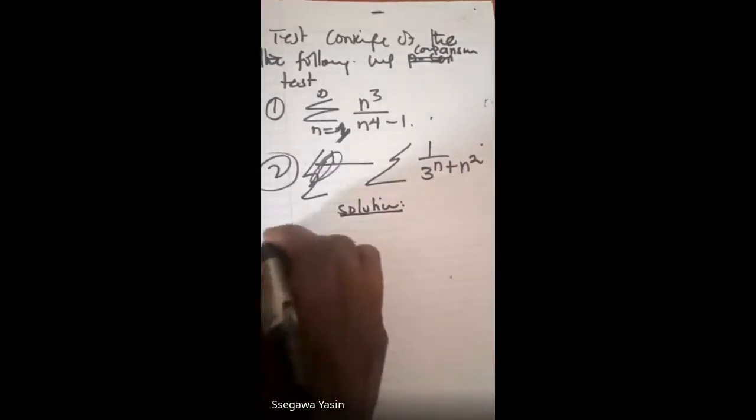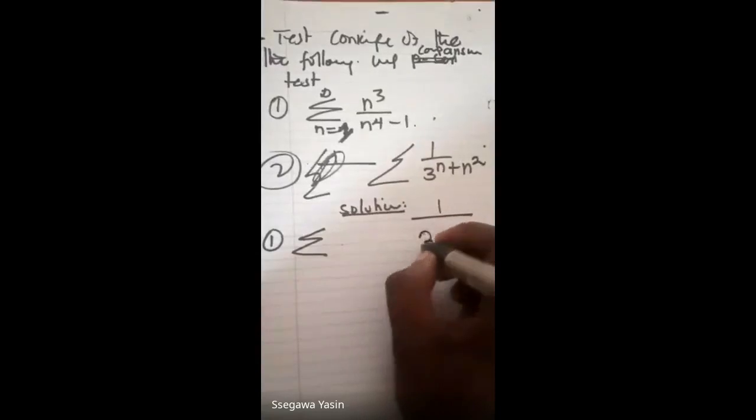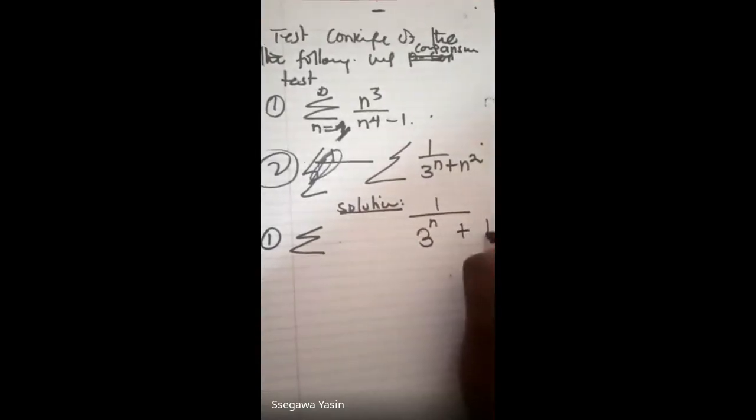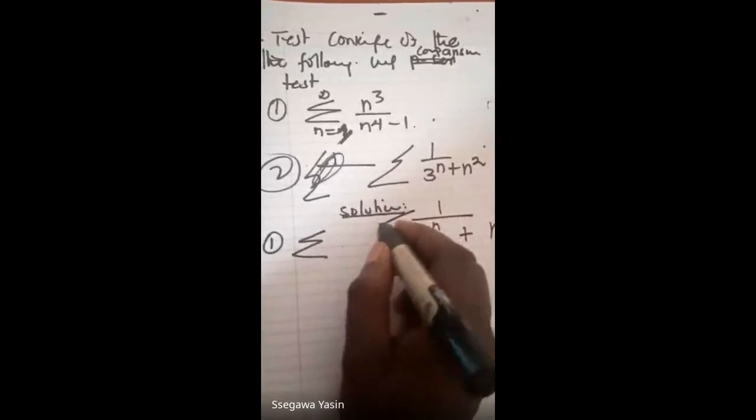So number 1, Excuse me, sir. we have Is the second number, is it 1 out of 3 to power n? The whole power is n plus n squared. yeah. The second number, the power on the 3, is it n plus n squared or it's just n? It is the 1 over 3 power n plus n squared. Thank you. Thank you.